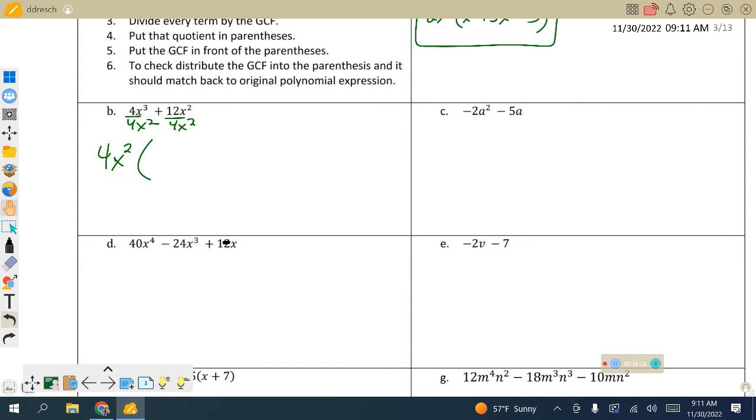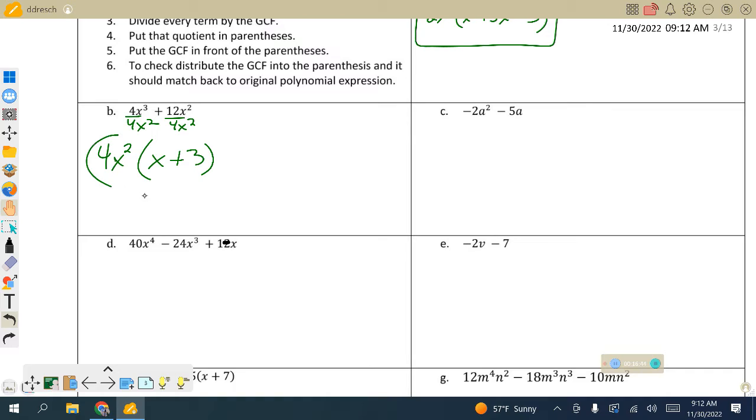Okay, 4x cubed divided by 4x squared gives me what? Yep. 12x squared divided by 4x squared gives me 3, right? That's it. How can I check to make sure I'm right? Double distribute back on through, and what should it do? It should go back to the original polynomial.